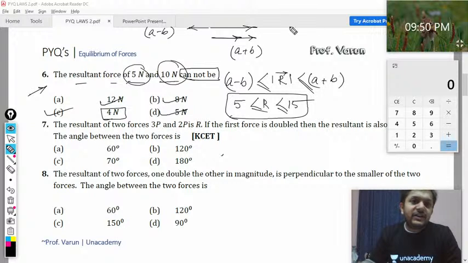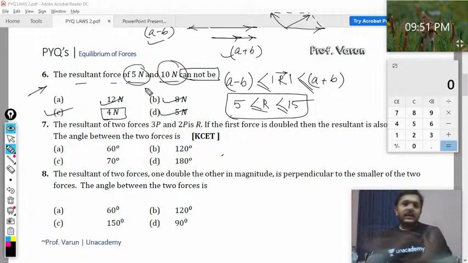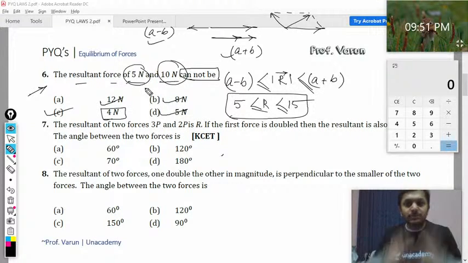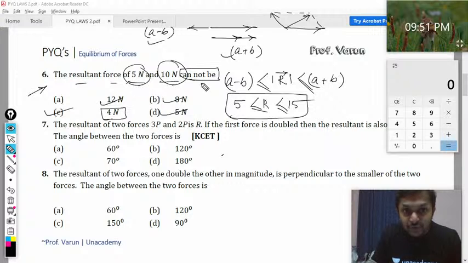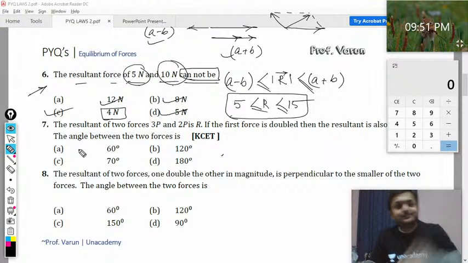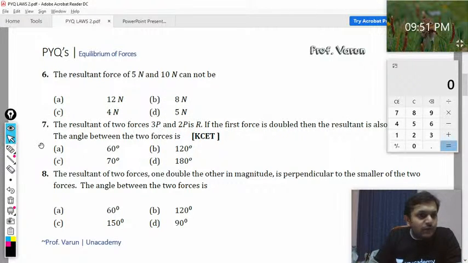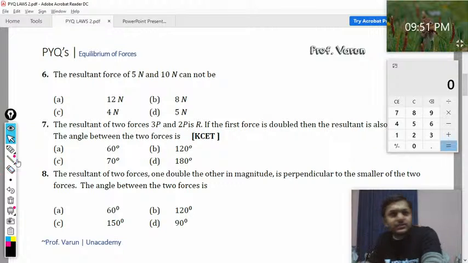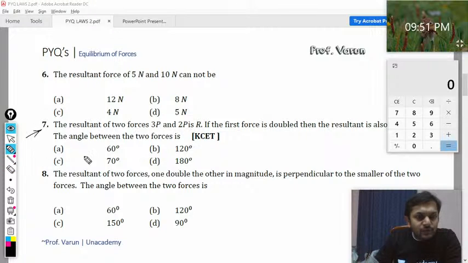So if it goes at some angle, let us say if it goes like this, the resultant will be something here which will lie in between a minus b and a plus b. So this is a very important concept. Don't miss it. Let us move to our next question without wasting time, dear student. Let us move to question number 7.